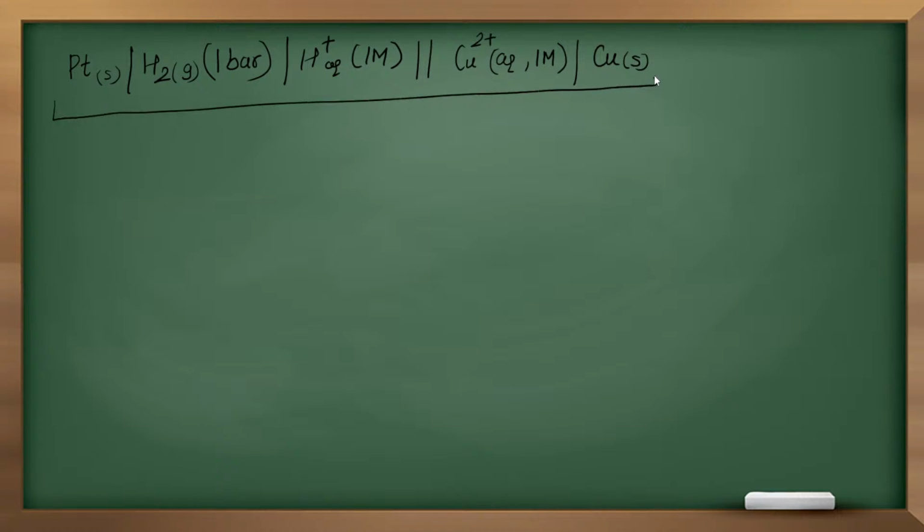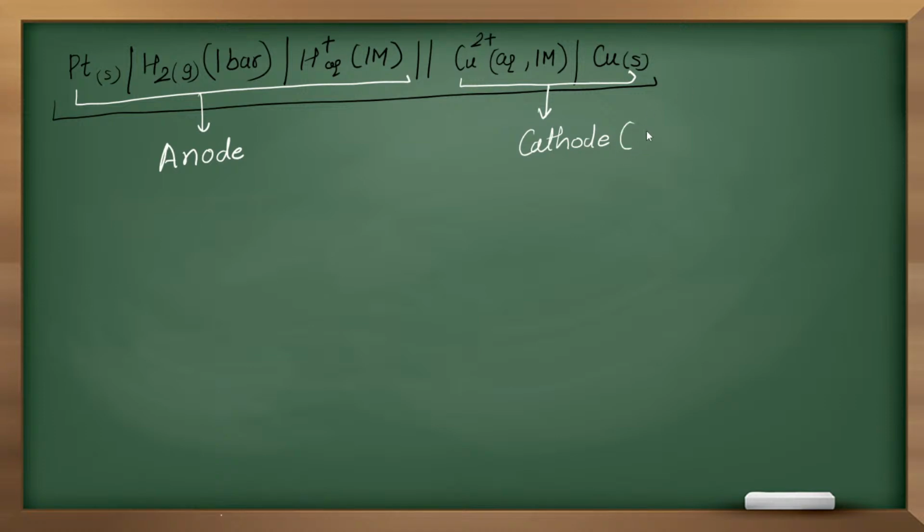So in this cell, this part is the anode, on the left side, where oxidation takes place. And this part is the cathode, on the right side.